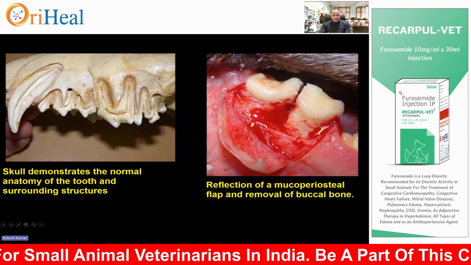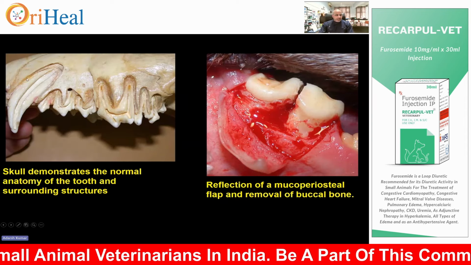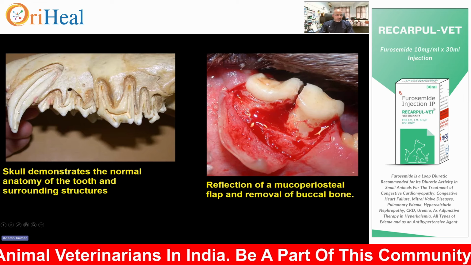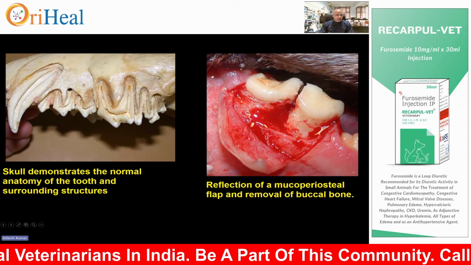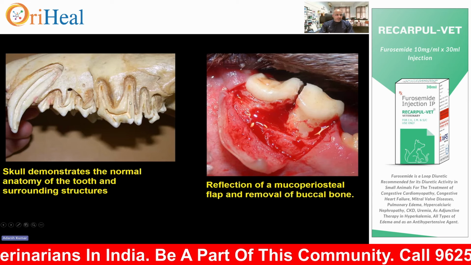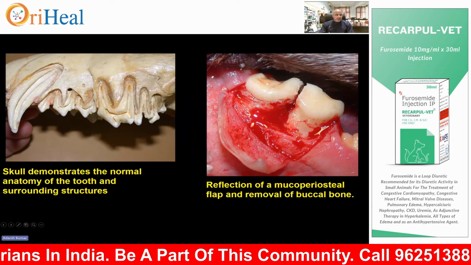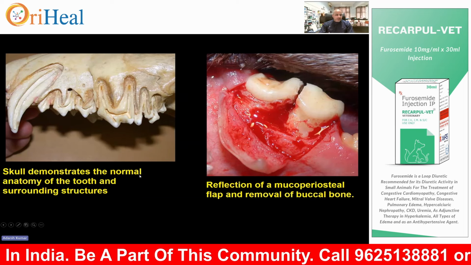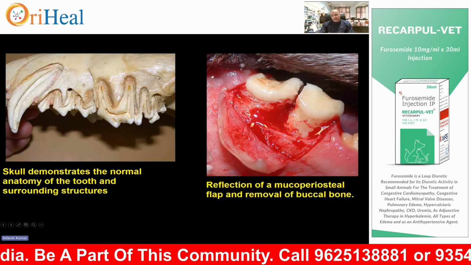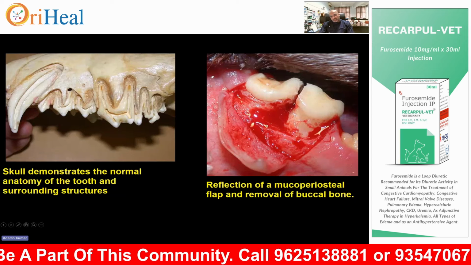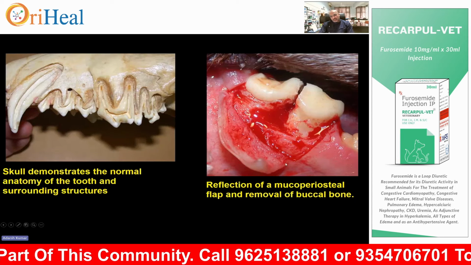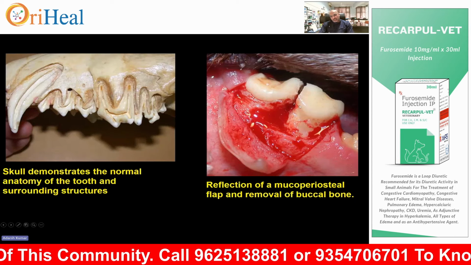See here, just a skull to demonstrate the direction of the canine. The premolar is there. This is the carnassial tooth here, with three roots. Okay, how they look. So once it is released, this is the reflection of the mucoperiosteal flap here. Okay, this is a sectioned tooth.